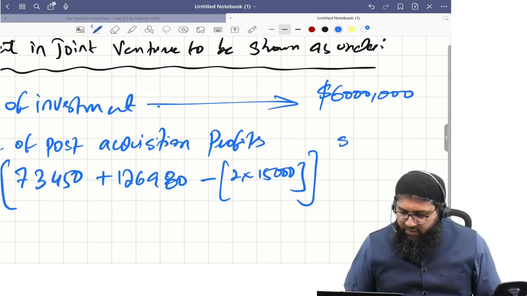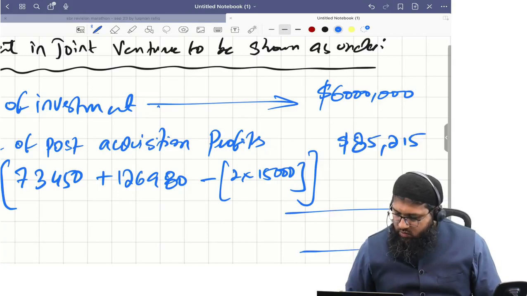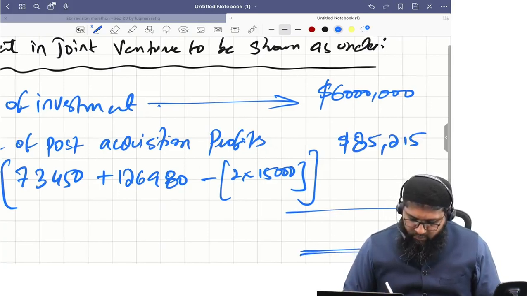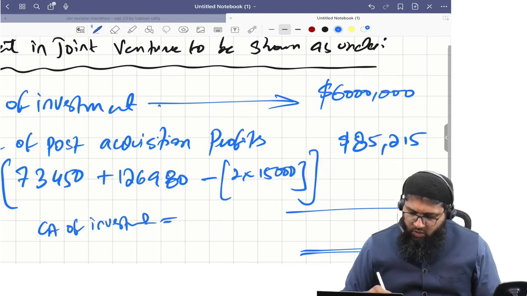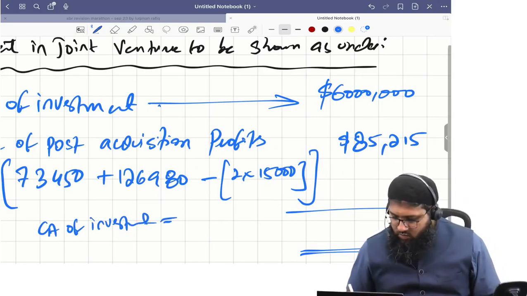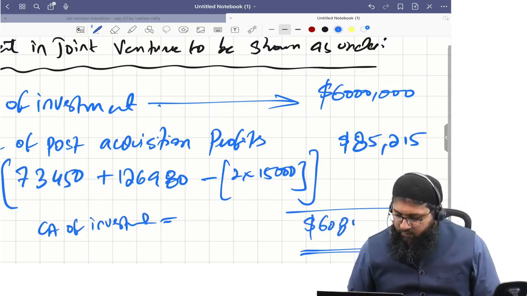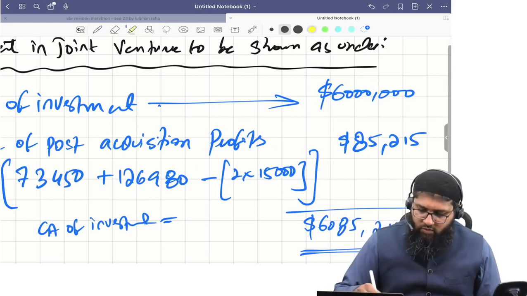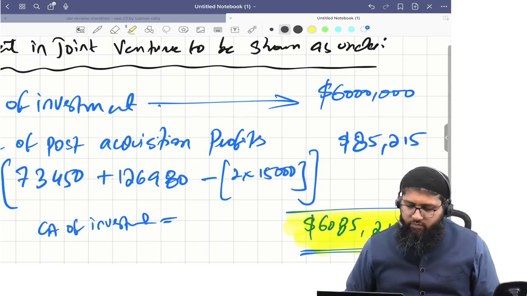So it is actually going to be 85,215. Hence, the carrying amount of investment shall be 6,085,215.